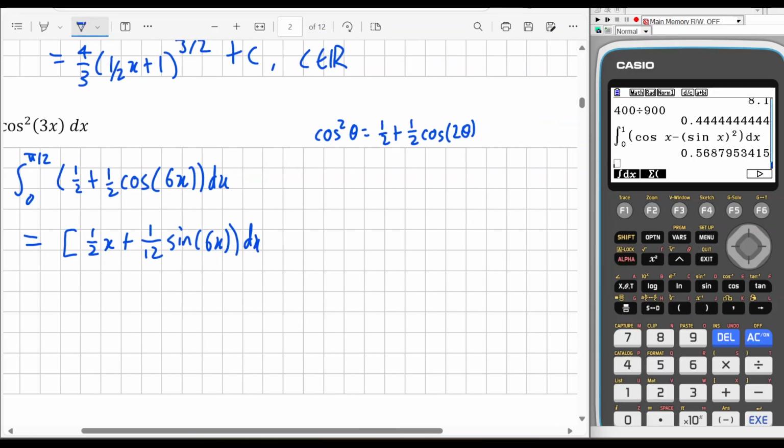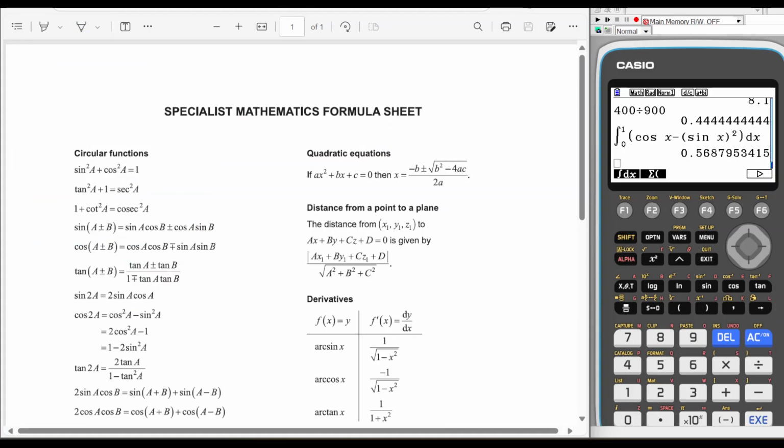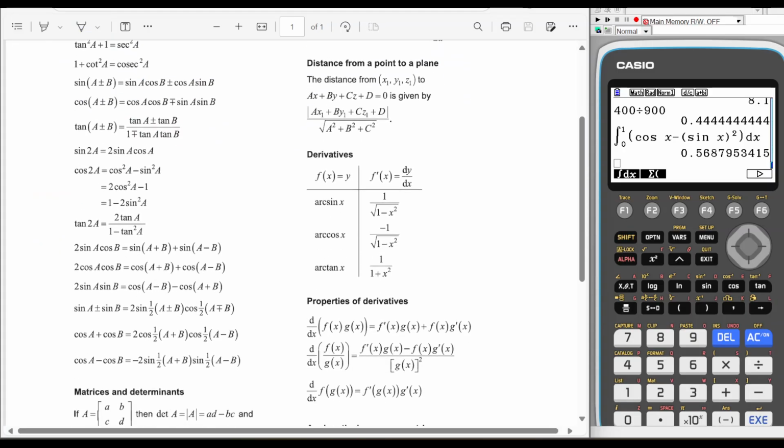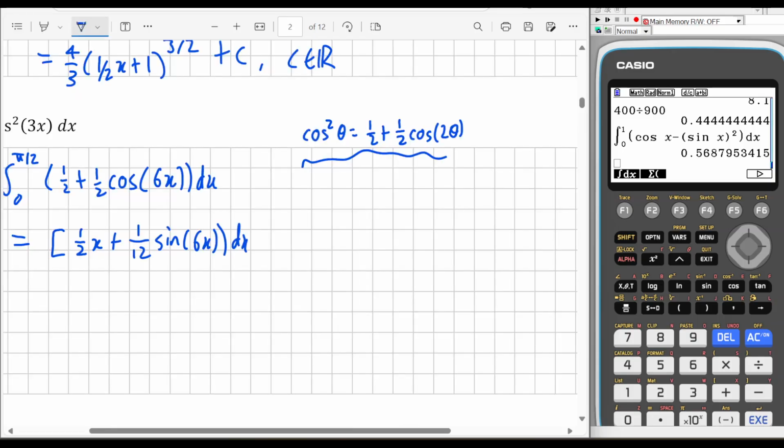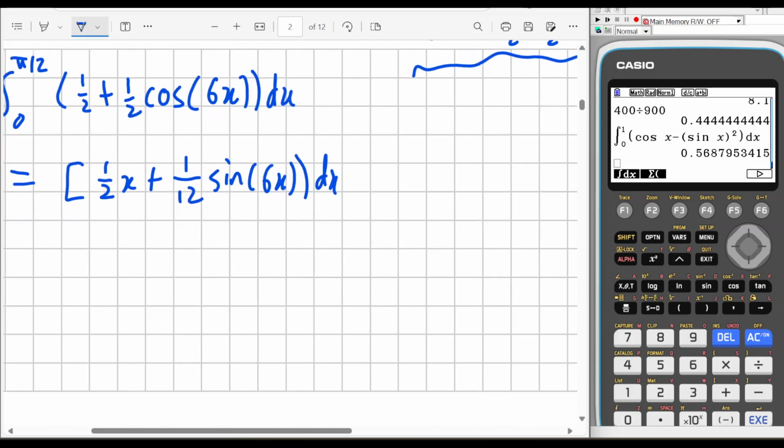If you ever really forget this identity, like if you forget to put it on your cheat sheet or something, you can rearrange the, I reckon it's this one, the cos of 2a formula, and you'll get it. Okay, why am I putting a dx on the end? That should just be the integral from 0 to pi over 2.